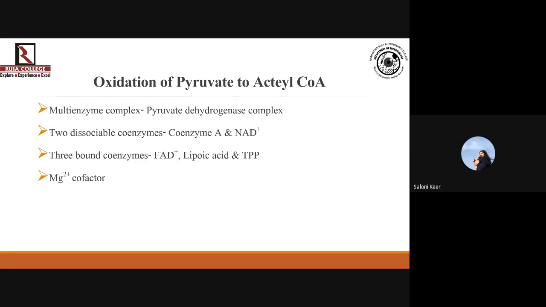Anyone? The mitochondrial membrane. Very good. Mitochondria is a double membraned organelle. It has an outer membrane, it has an inner membrane. So these 2 hurdles, my pyruvate will have to cross, right?